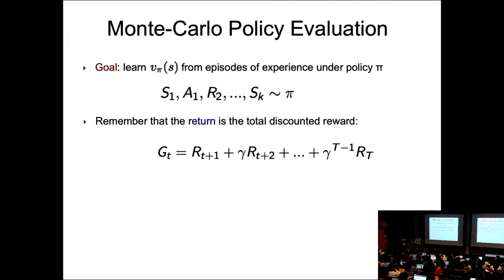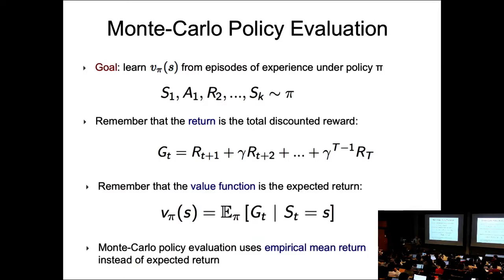So now remember that the return is the total discounted reward, right? You start at a particular time t, and then you're basically looking at discounted reward into the future up until some time capital T, where you reach some terminal state. And just another key equation to remember is that the value function is the expected return, right? So it's the expected value of your return, which is the discounted return going forward, starting at a particular state S and taking the expectation under the policy pi. The policy pi is telling you what actions you need to be taking.